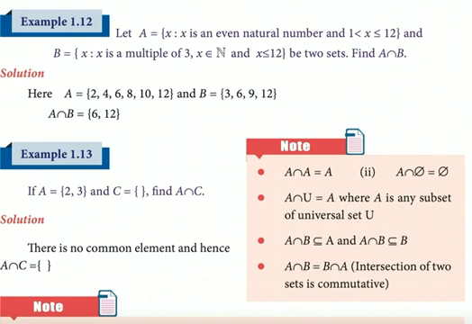First write the elements in A: 2, 4, 6, 8, 10, 12 also, because x is less than or equal to 12, right? So 12 is included. If x is less than 12, 12 is excluded, otherwise it is included. B is 3, 6, 9, 12. 12 is also included. Now what is A intersection B? 6, 12.